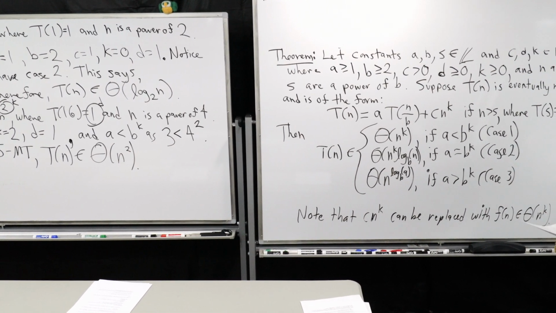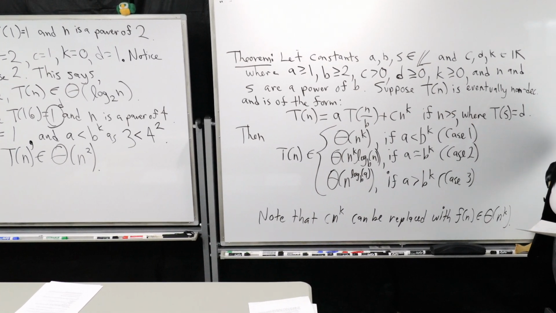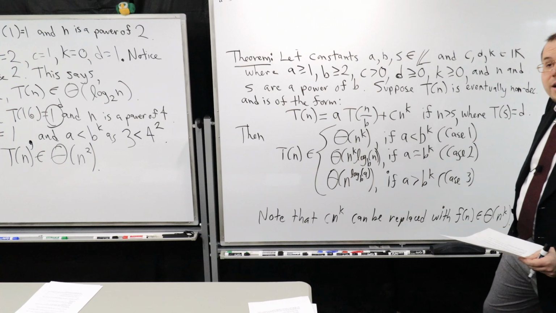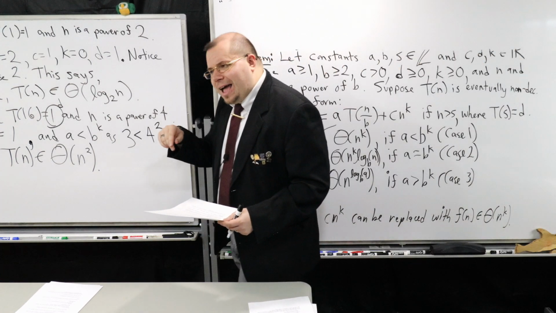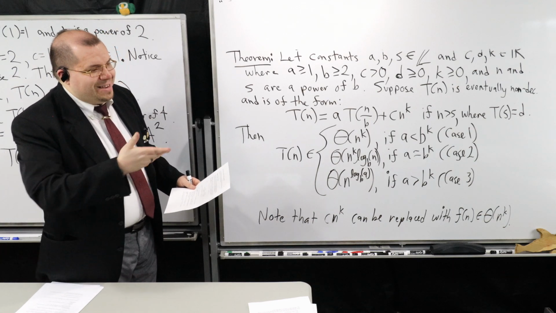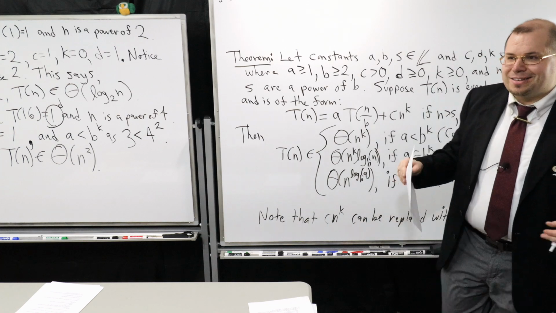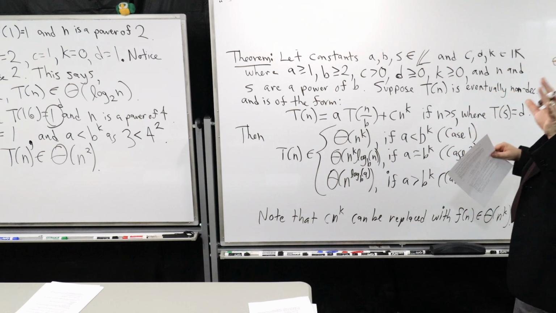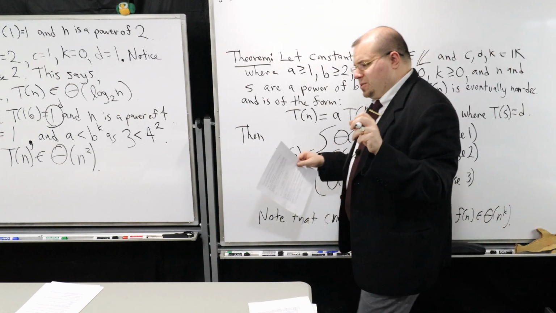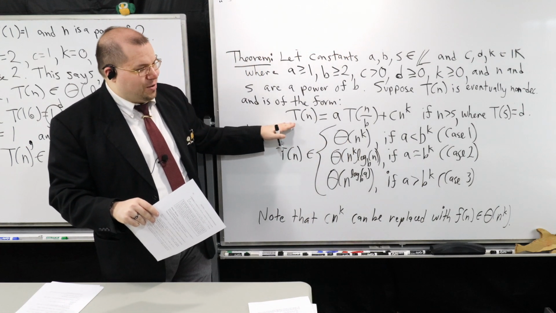So just as a reminder, this is the form you're looking for, where we have a times T of n over b plus cn to the k. Notice that every example we did last day actually doesn't fit this form. The first example we did didn't, because it decrements by 1 every time. It doesn't subdivide. You're going to run into a lot of so-called divide and conquer algorithms, which we're going to talk about very shortly, and they follow very similarly into this form.